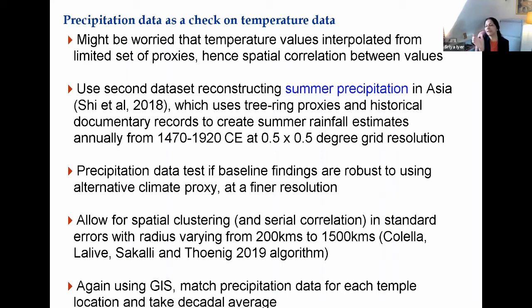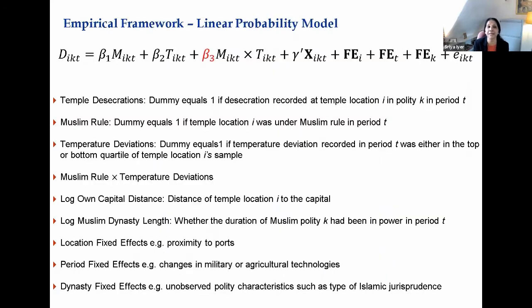But because this is only 300 years in our sample rather than the whole time period, I'm mainly going to be reporting the results for the entire time period. But our paper reports both the temperature data as well as the precipitation data. We allow for spatial clustering and serial correlation in the standard errors, with the radius varying from 200 kilometers to 1,500 kilometers, along the lines suggested by Colella and others in their recent working paper. And again, using GIS, we're matching the precipitation data to each temple location and taking the decadal average.